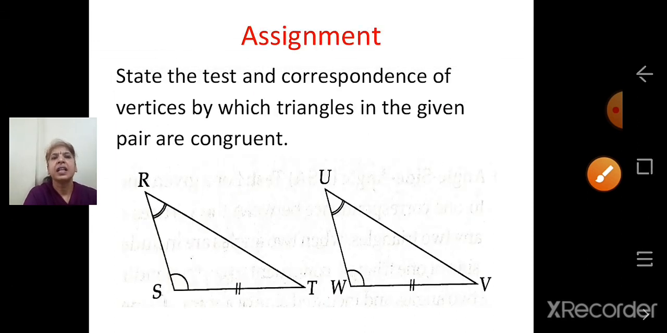Next is the assignment question, children. State the test and correspondence of vertices by which the triangles in the given pair are congruent. Here you just have to write the test and the correspondence of vertices, and you know how to do it.